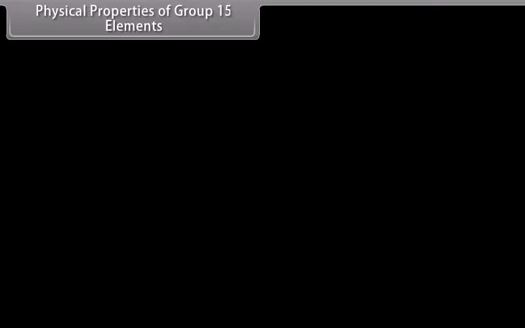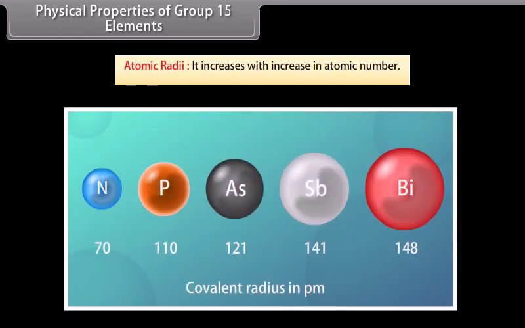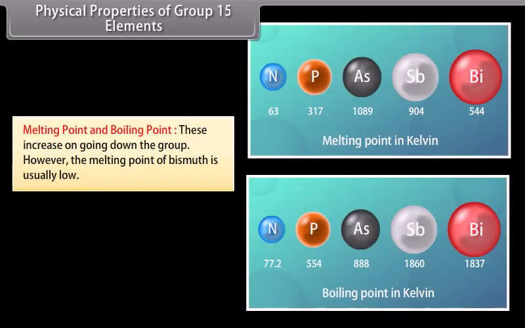Physical properties of group 15 elements. Atomic radii. It increases with increase in atomic number. Melting point and boiling point. These increase on going down the group. However, the melting point of bismuth is unusually low. This may be due to the more tendency of bismuth to form 3 rather than 5 covalent bonds. Thus, there are weak forces of attraction between their atoms in the solid state, responsible for its low melting point.